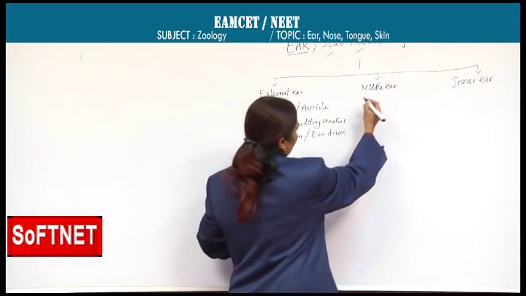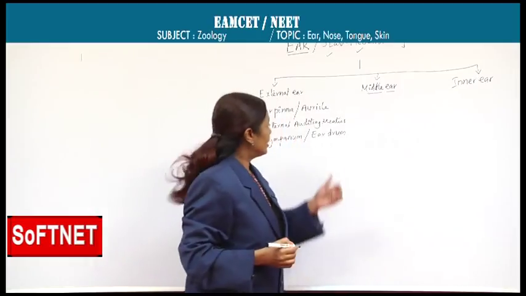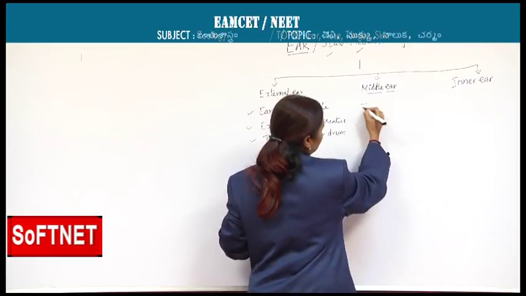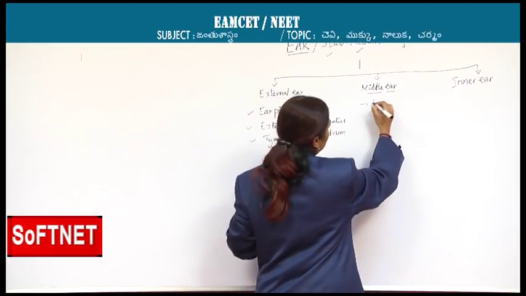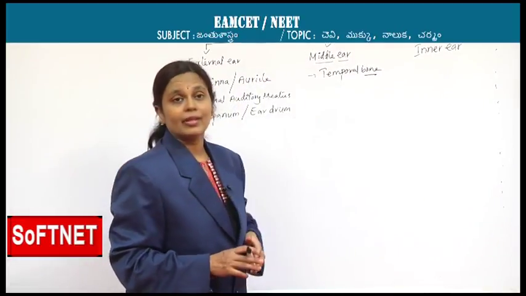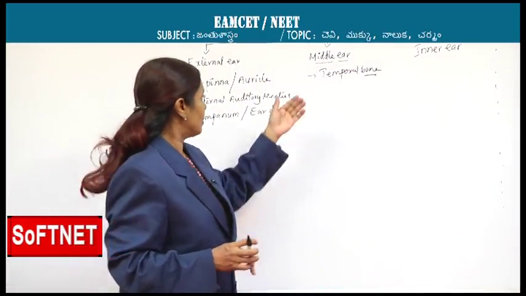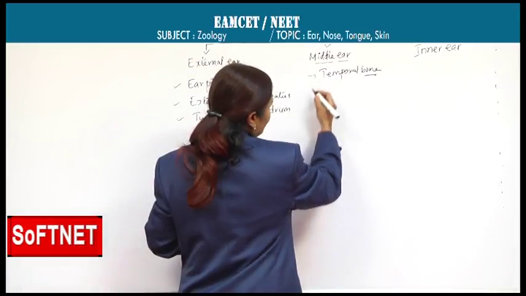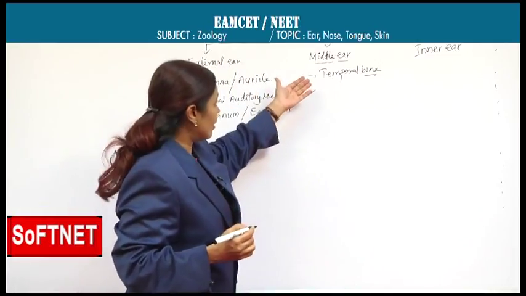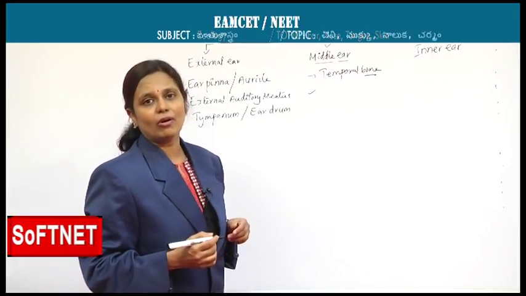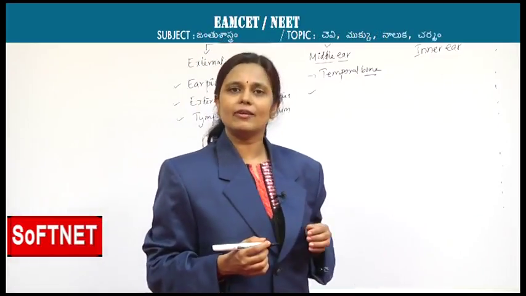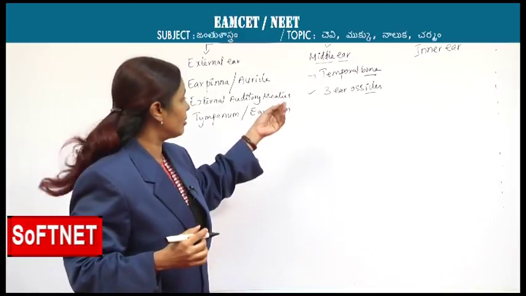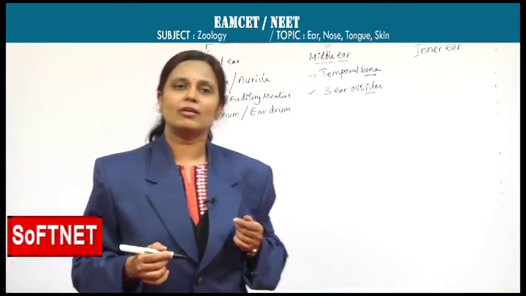Next, about the middle ear. This middle ear is a small air-filled cavity present inside a skull bone called the temporal bone. Now, in this middle ear cavity, we find a chain of three small bones called ear ossicles.